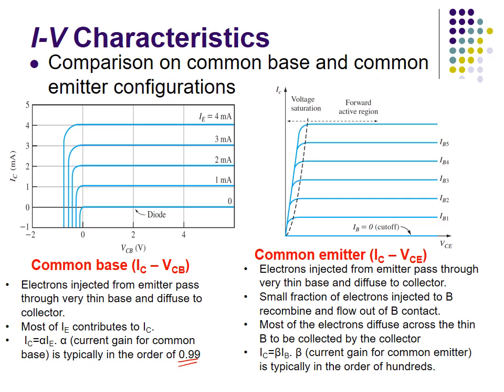For the common emitter configuration, similarly, electrons are injected from the emitter, pass through the base, and diffuse to the collector. A small fraction of the electrons injected into the base recombine and flow out of the base contact. Most of the electrons that pass through the base will be collected by the collector, and we get the relation between IC and IB: IC equals beta IB, of which beta is the current gain for the common emitter configuration. Beta is very large, typically in the order of hundreds.